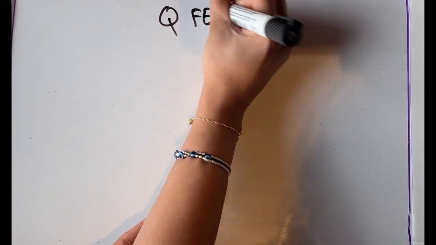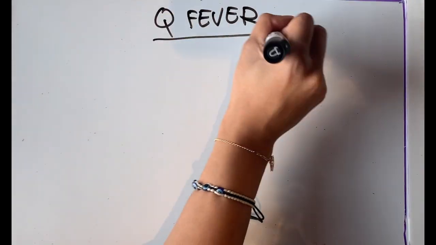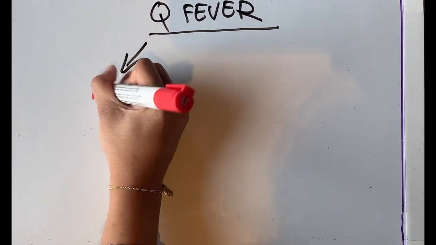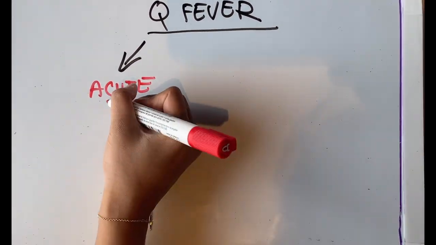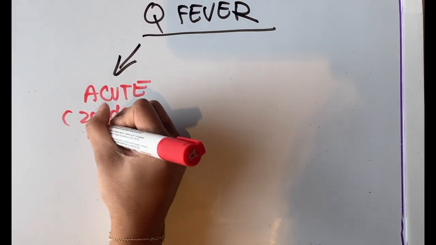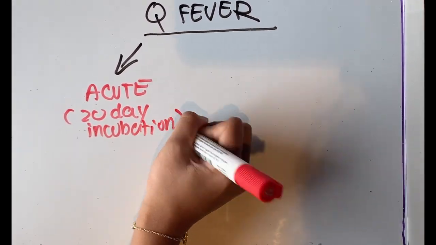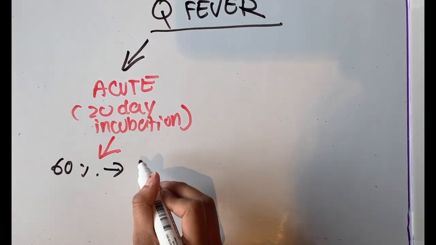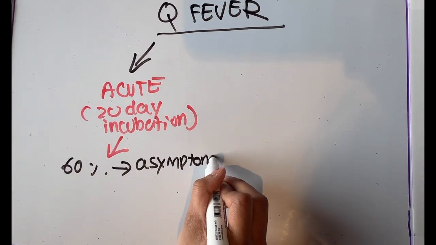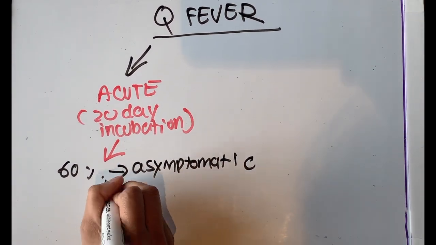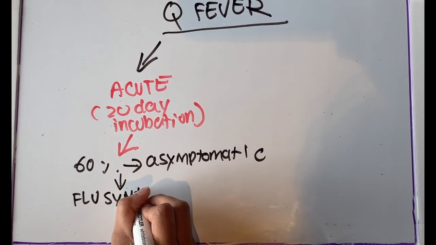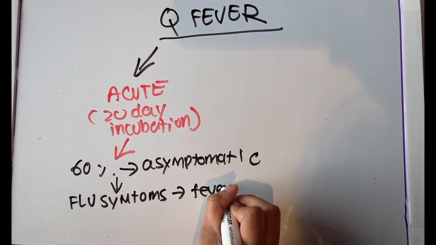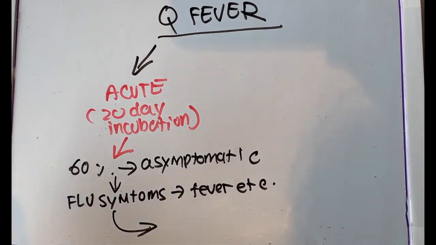So Q fever can manifest as an acute infection over a 20-day incubation period by replication in the lungs, and around 60% of patients are usually asymptomatic. However, they can also present with flu-like symptoms like a high-grade fever, severe headaches, muscle aches, and even extreme fatigue. But this is an infection that is self-limiting and will clear up within 2 to 3 weeks.